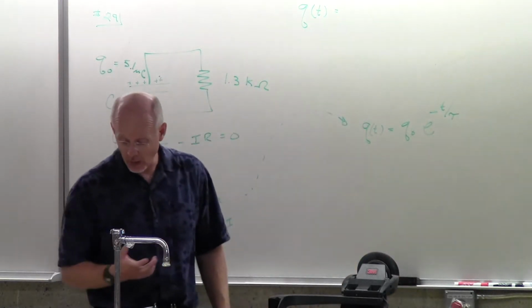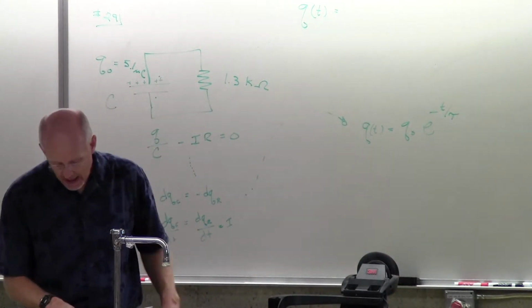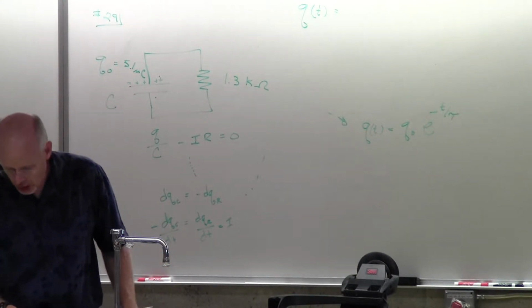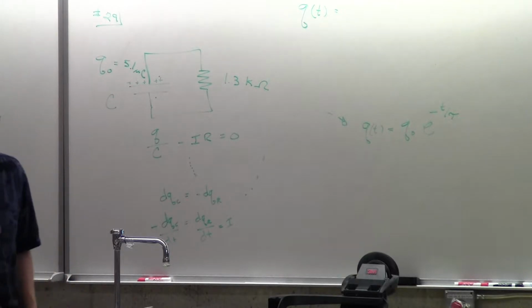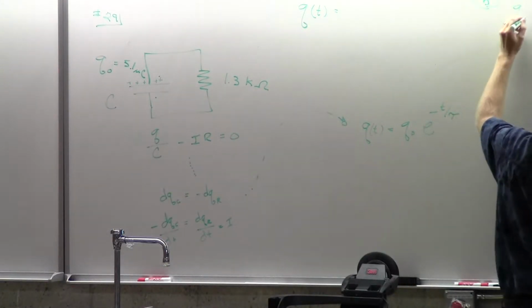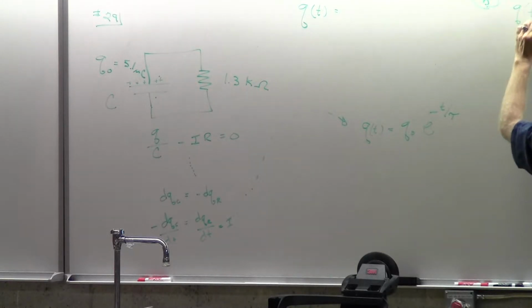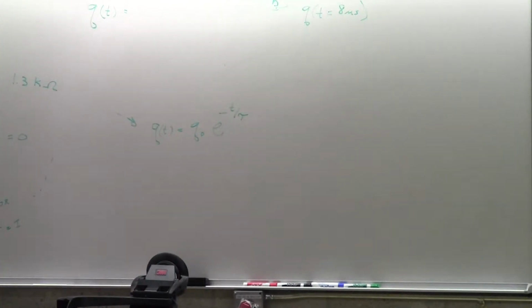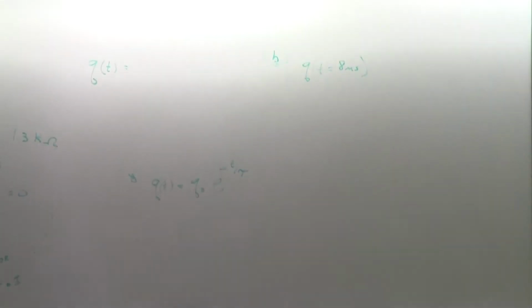And it asked a couple of questions. It did say in A, calculate the current. B, what charge remains on the capacitor? Well, maybe I should do B first. B is saying, calculate how much charge is on that capacitor after 8 microseconds.